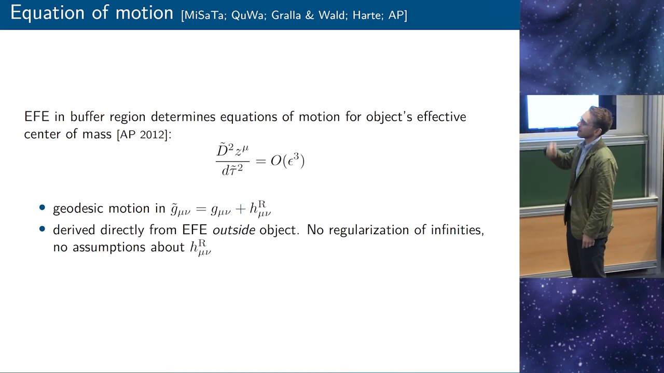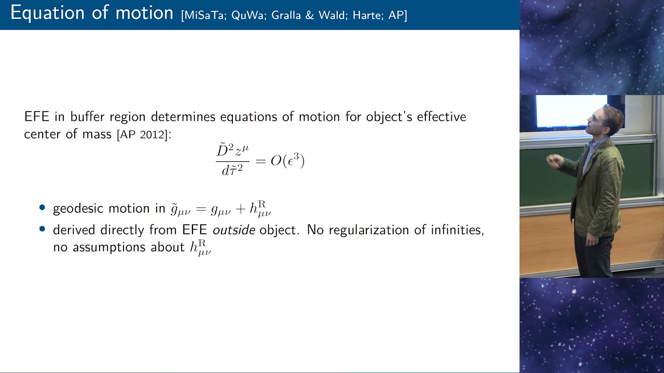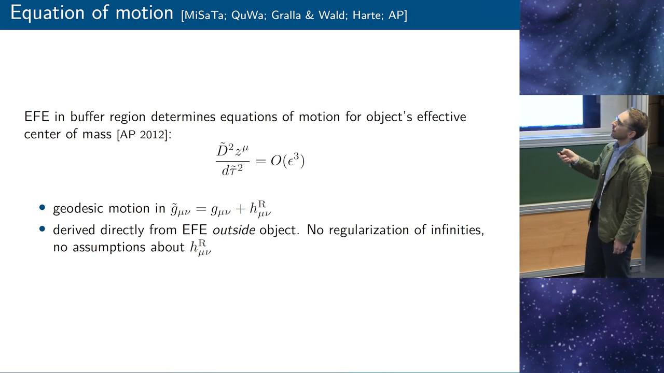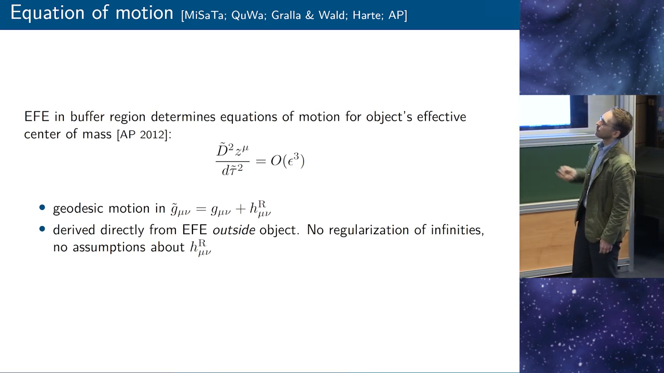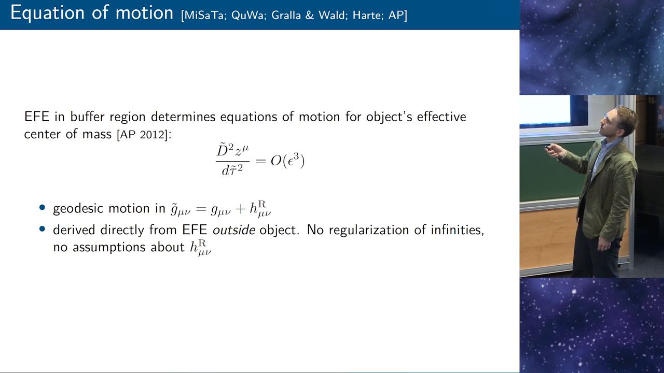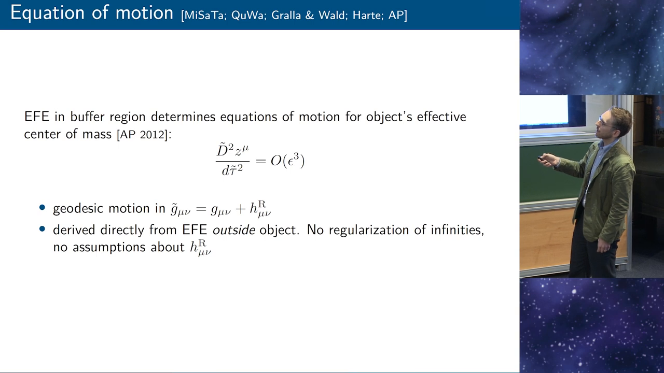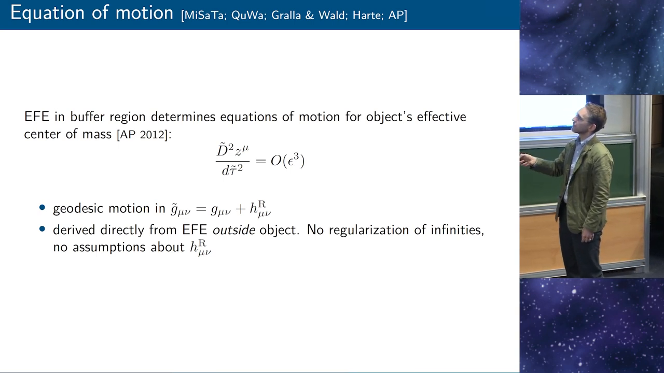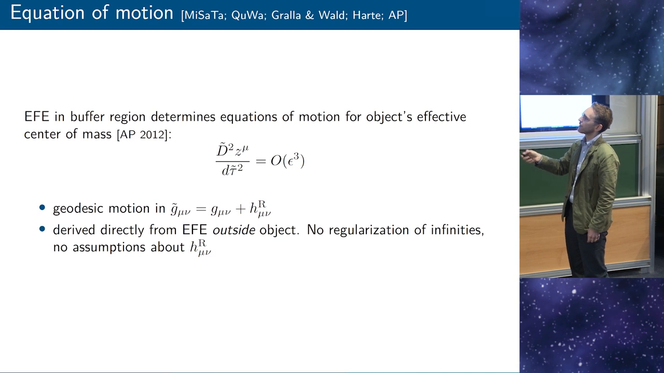So this has been derived over many years, starting at zeroth order test body motion, going up to first order and then second order most recently. So here I'm presenting the result that I derived about 10 years ago, which is that at second order, so up to order epsilon cubed terms, what you get is just geodesic motion in this particular effective metric. So this is now the covariant derivative of the effective metric. This is proper time in the effective metric.